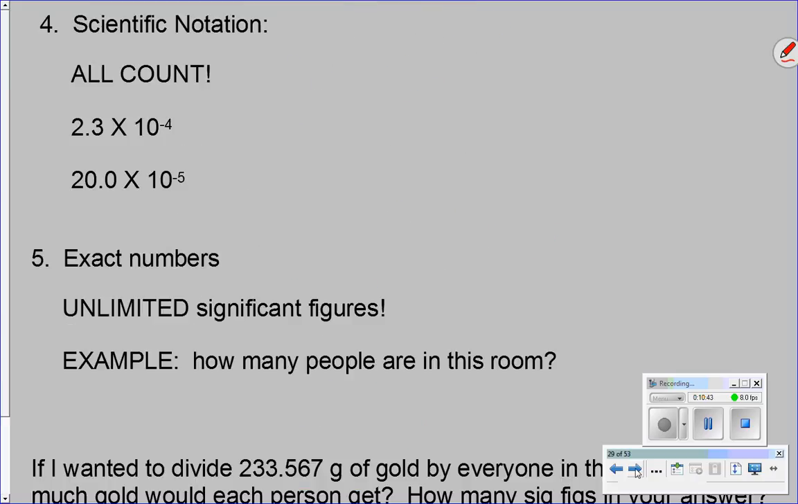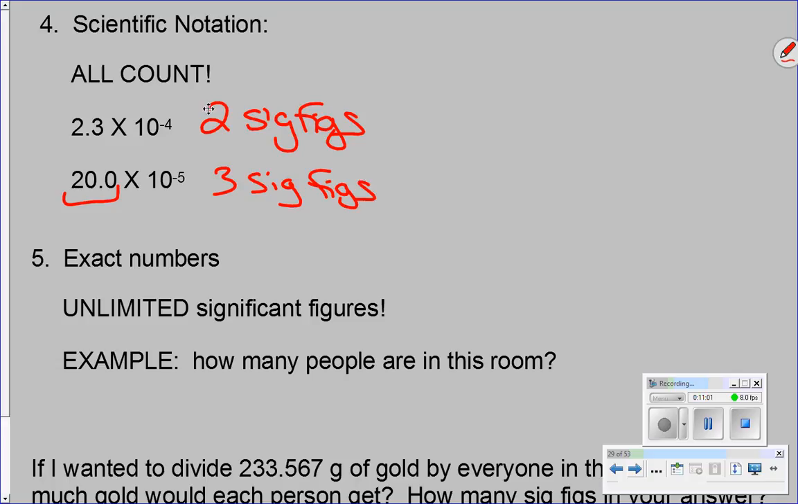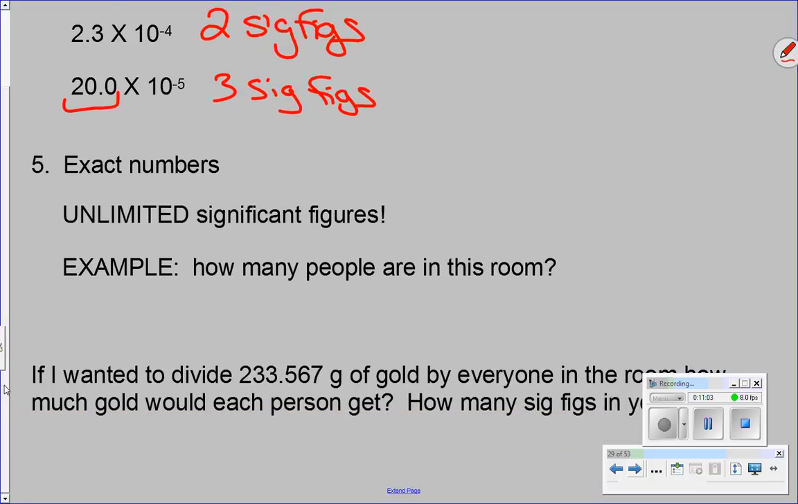If you're good at something in scientific notation, they all count. Leading zeros, you don't have to worry about any of the rules we just talked about, they automatically count. 2 sig figs. This is written in incorrect scientific notation. That's 3 sig figs. And we'll talk a little bit more about scientific notation separately.